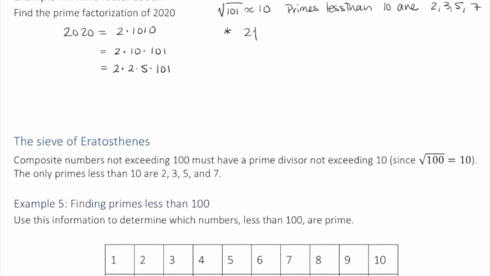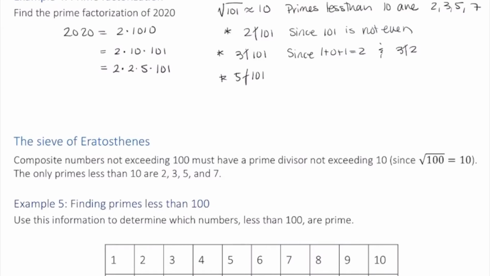So 2 does not divide 101, since 101 is not an even number. Three does not divide 101, and this we covered when we were in class before the shutdown, because the digits of 101 do not add to something that is divisible by 3. Next, 5 does not divide 101, and that's visible because the last digit here is not a 0 or a 5.